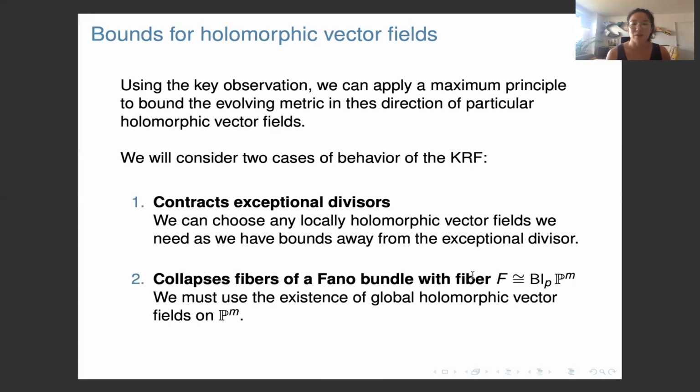And in the second case, we are collapsing the fibers that are Fano on a holomorphic fiber bundle, where the fibers we'll consider are going to be projective space blown up at a point. In this instance, we need to choose holomorphic vector fields that are global, because in this particular setup, we do not have bounds away from the blow-up point. So it's different, and we have to be more careful about the vector fields we choose, because we need them to be holomorphic, and in this case, global. They have to extend to the whole manifold.